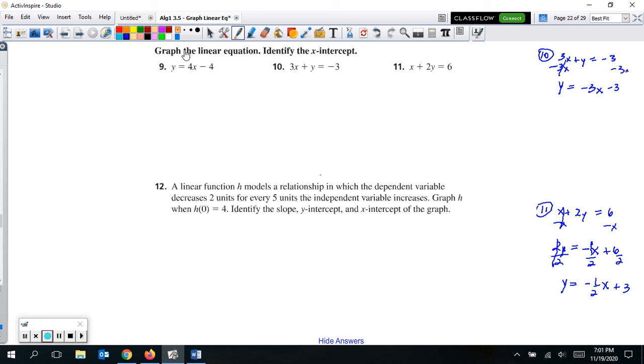Now for number 9, what you should have underneath number 9 is just going to be a graph. So those two we're just going to want to change into this form. That way we can graph them. Let's go ahead and just actually graph number 9.